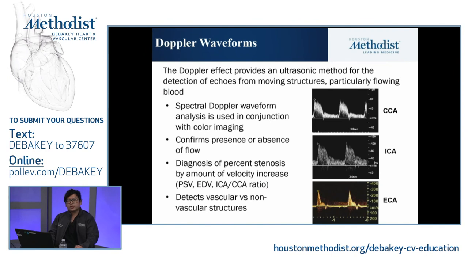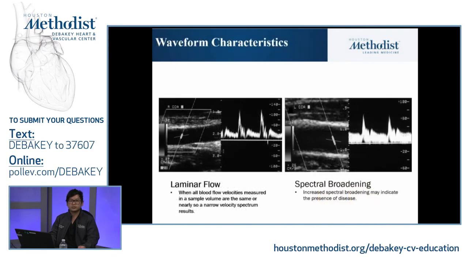Spectral Doppler waveform analysis is used in conjunction with color imaging. Whereas color imaging is more of a retrospective look, spectral Doppler really hones in and focuses on a single point and gives you a velocity measurement. Because it is more specific and more sensitive than color flow, we use it as our primary determinant of whether there is absence or presence of flow at all. And that goes the same way for any structures inside the neck as well.